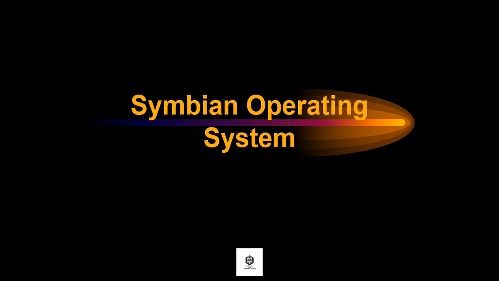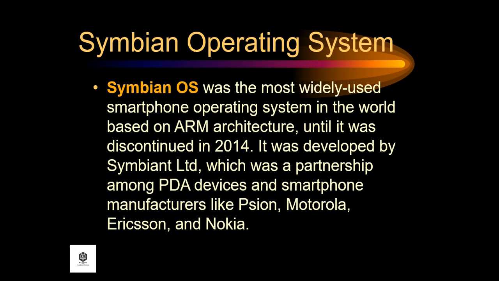Another example is Symbian operating system. Symbian OS was the most widely used smartphone operating system in the world based on ARM architecture until it was discontinued in 2014. It was developed by Symbian Ltd, which was a partnership among PDA devices and smartphone manufacturers like Psion, Motorola, Ericsson, and Nokia.